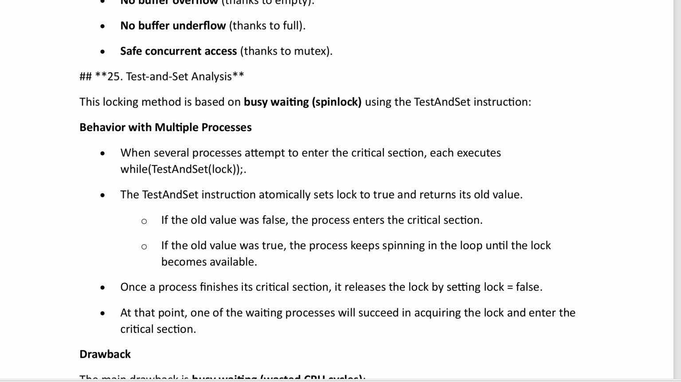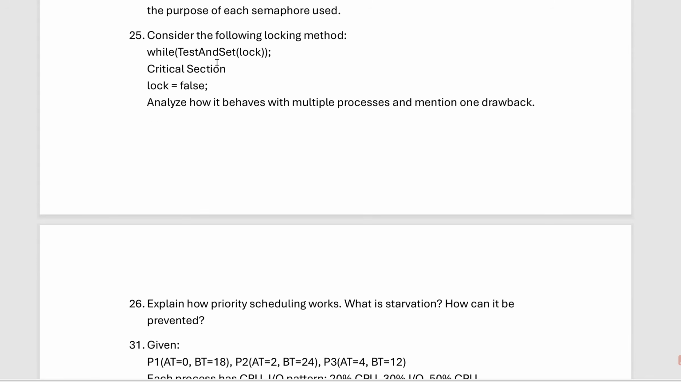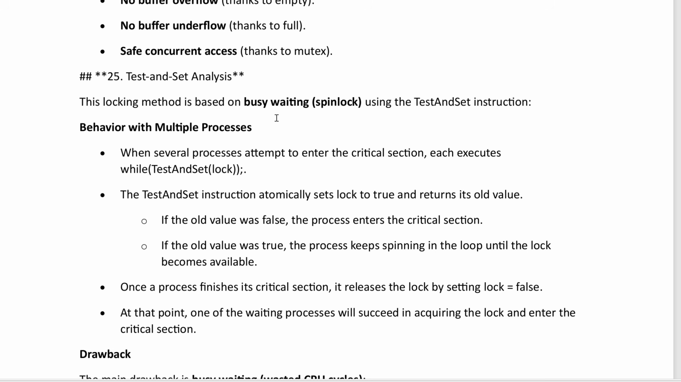Now the question number 25. Consider the following locking method, that is while test and set lock, critical section, lock is equal to false. Analyze how it behaves with multiple processes and mention one drawback, right? So see, this locking method is based on busy waiting, also known as spin lock, using the test and set instruction. Behavior with multiple processes.